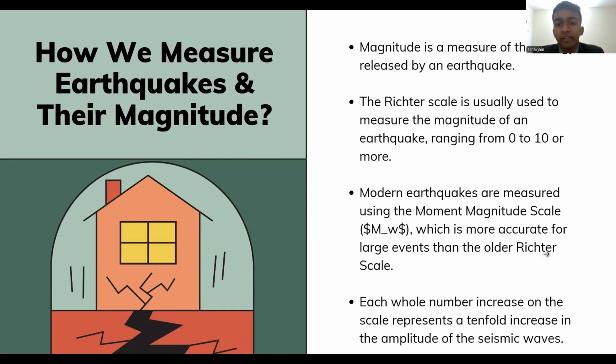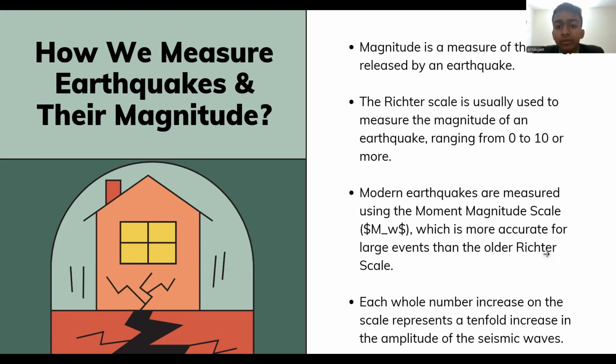To understand the strength of an earthquake, we measure its magnitude, which represents the amount of energy released. Earlier, earthquakes were measured using the Richter scale, which generally ranges from 0 to 10 or more. However, modern earthquakes are now measured using the moment magnitude scale, also known as the MW. This scale is more accurate, especially for large earthquakes. An important point to note is that each whole number increase on the magnitude scale represents a tenfold increase in the amplitude of seismic waves, meaning even a small increase in magnitude can result in significantly greater damage.